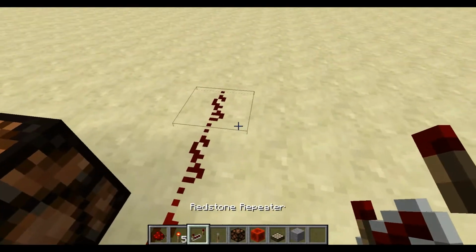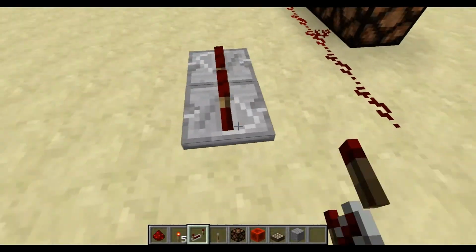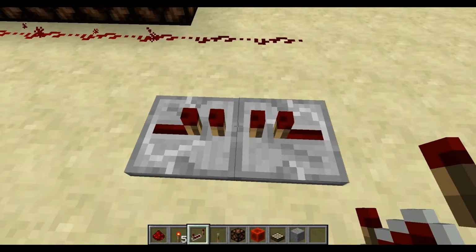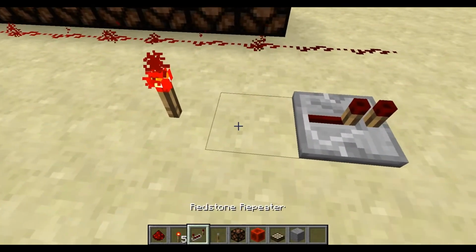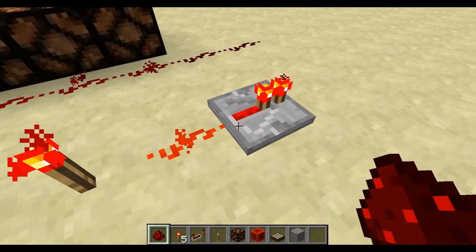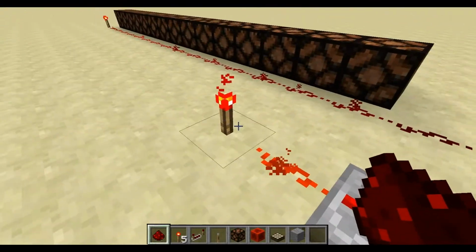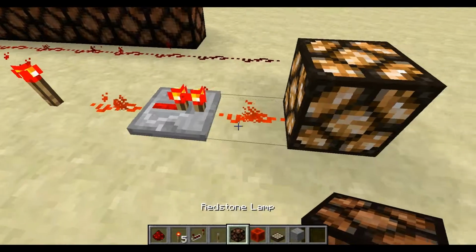But that's why they have things called repeaters. Repeaters can be placed two different ways. You see these little prongs here? Whichever way they're facing is the output. So I could have a torch here with redstone here, and then it would power this because this is the input, and then over here is the output. So redstone signal goes in, redstone signal goes out, and then it can power something, like this lamp.